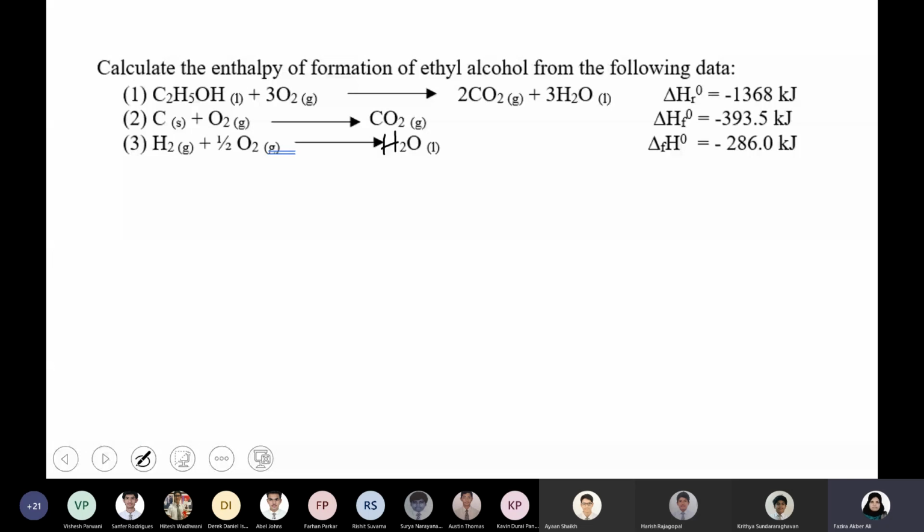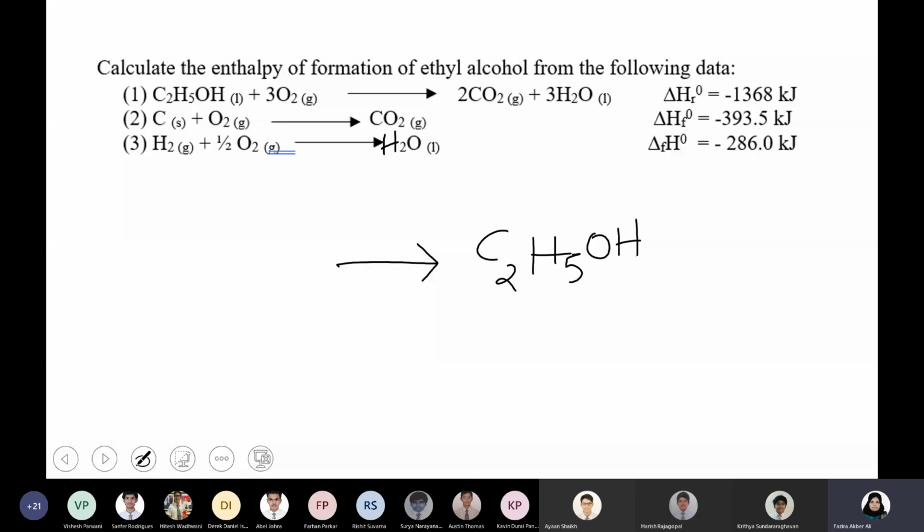So using this information, you have to calculate the enthalpy of formation of ethyl alcohol from the following data. So what is the enthalpy of formation equation for ethyl alcohol? How will you write it? C plus O2 plus H2 gives C2H5OH. C2H5OH is ethyl alcohol. Enthalpy of formation is the formation of 1 mole.